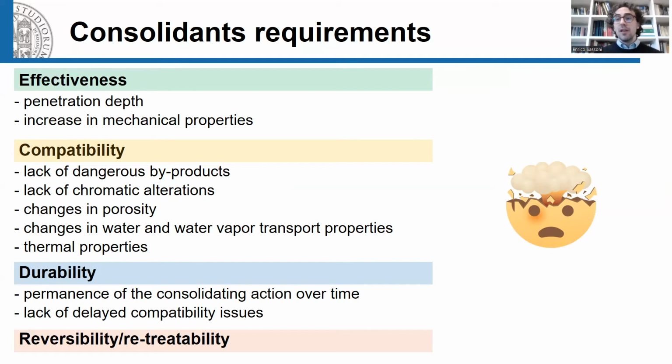Finally, consolidants should ideally be reversible, meaning it should be possible to remove them in the future, but this is basically impossible, especially for inorganic consolidants. That's why in most cases people settle for retreatability, meaning it should be possible in the future to treat the stone with either the same or another consolidant without the pores being totally filled and without the surface wettability of the stone being altered too much. Because simultaneously fulfilling all these requirements is quite challenging. Research on stone consolidants is still ongoing.